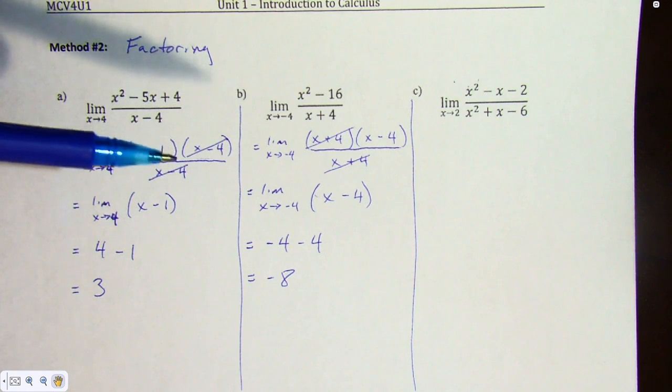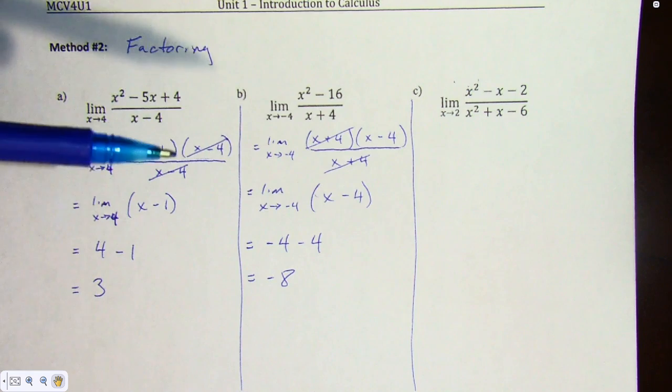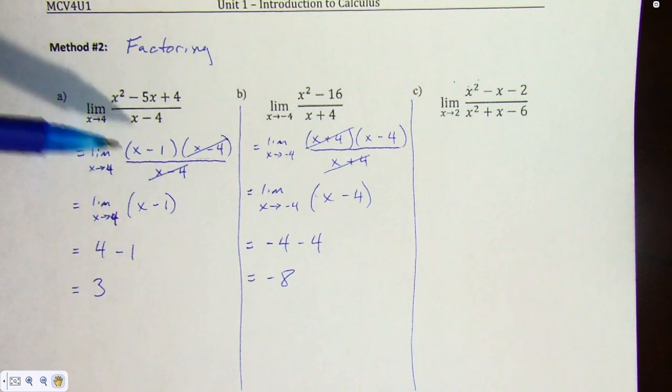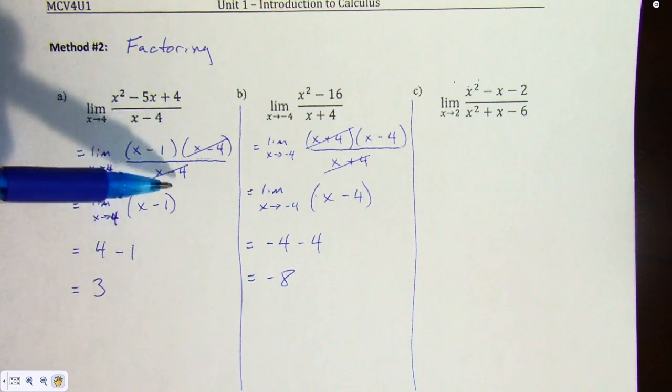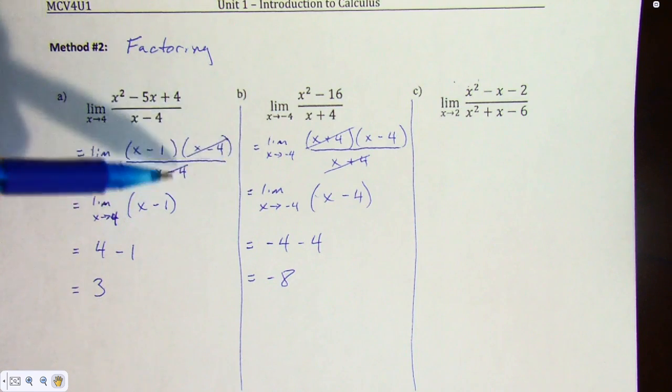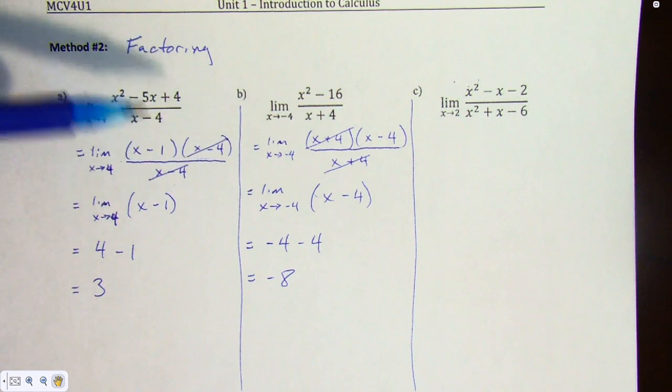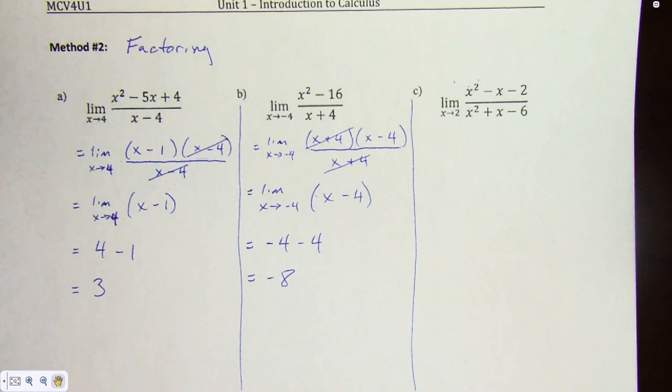Now, remember that you can only cancel these things if these are separated by multiplication, which it is here. Okay? If you just had a plus 4 at the end, you wouldn't be able to cross out the plus 4s because it would be separated by addition in that case. So it has to be separated by multiplication in order to cancel. And that's a very, very common mistake that people make. But this is multiplication, so we can just cross out, or we can say x minus 4 divided by x minus 4 equals 1, so those just disappear. And we're just left with the x minus 1.